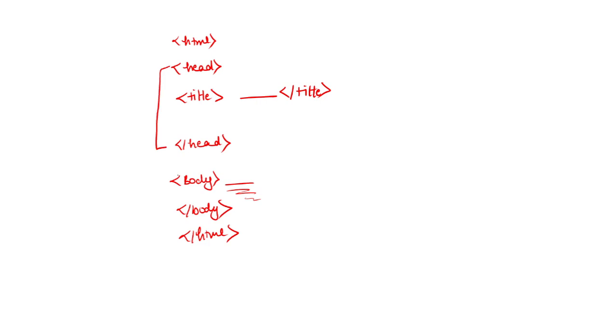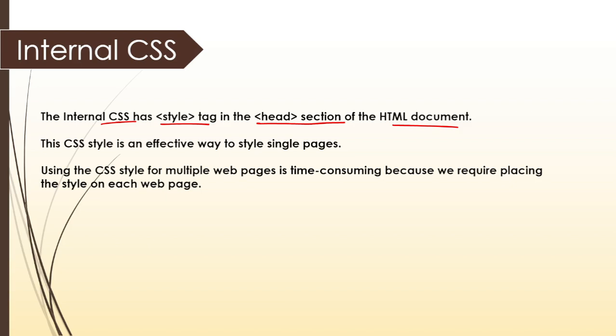Whenever you want to write the internal CSS, we always write it like this: style, and before closing the head section, we need to close the style tag. This is how we use internal CSS. Okay, so the internal CSS has a style tag in the head section of the HTML document, and this CSS style is an effective way to style single pages.